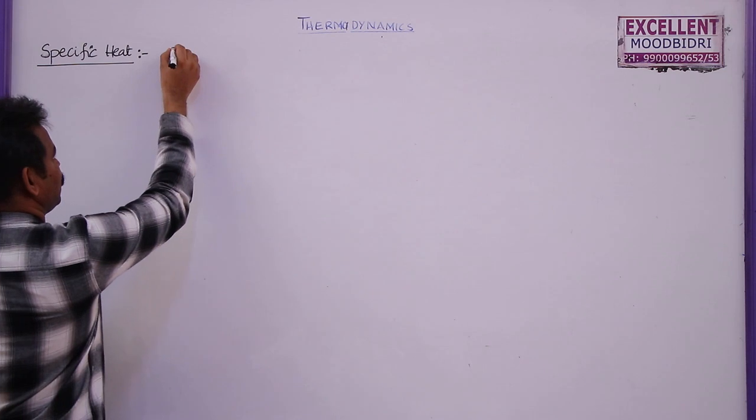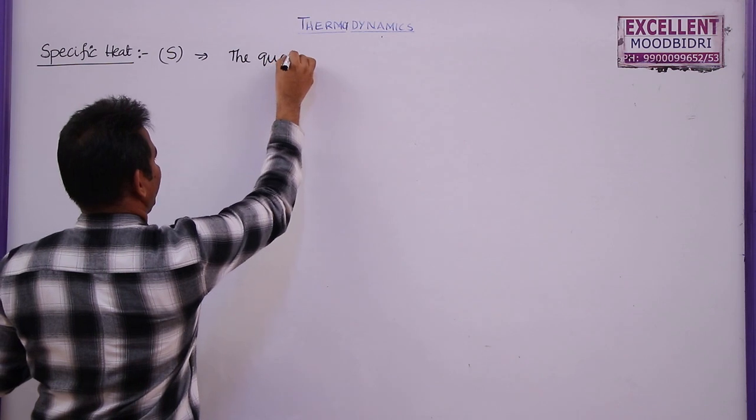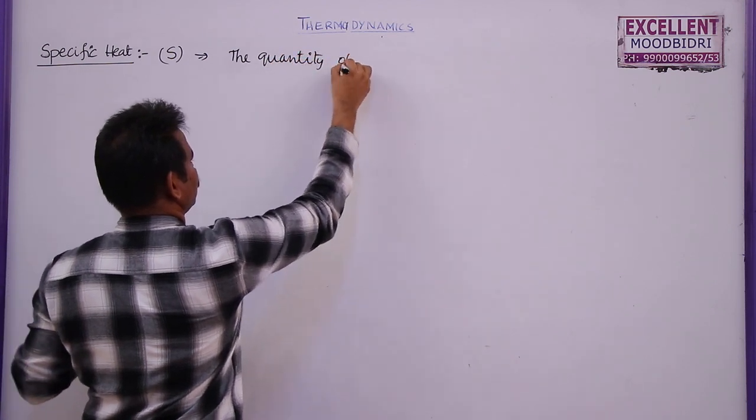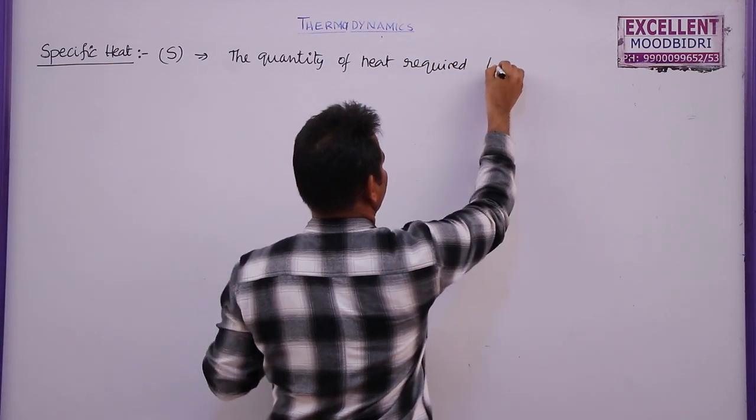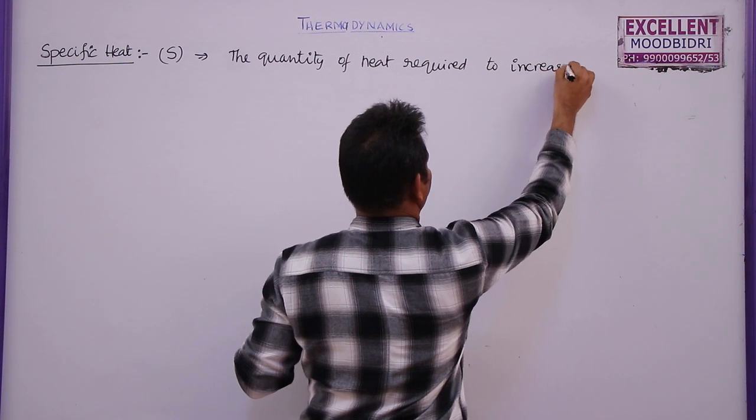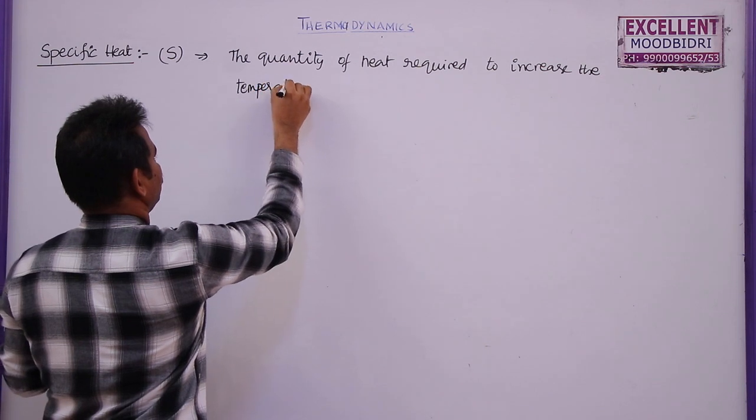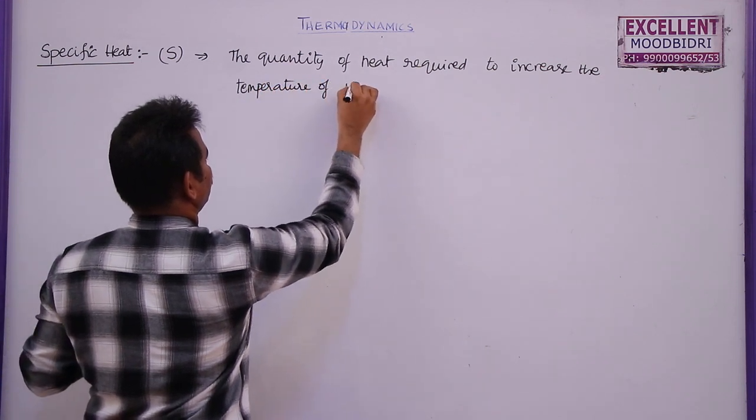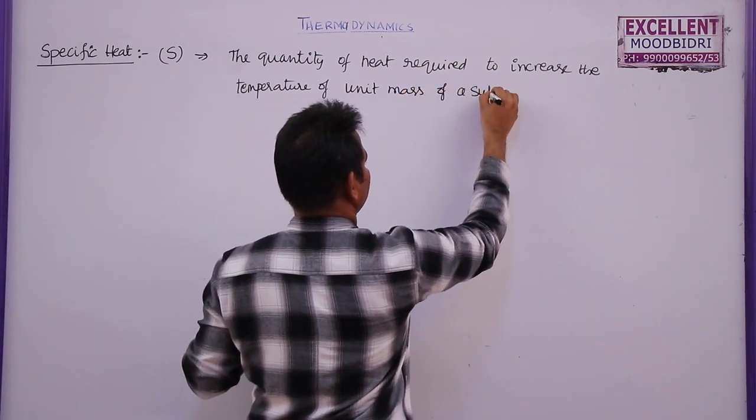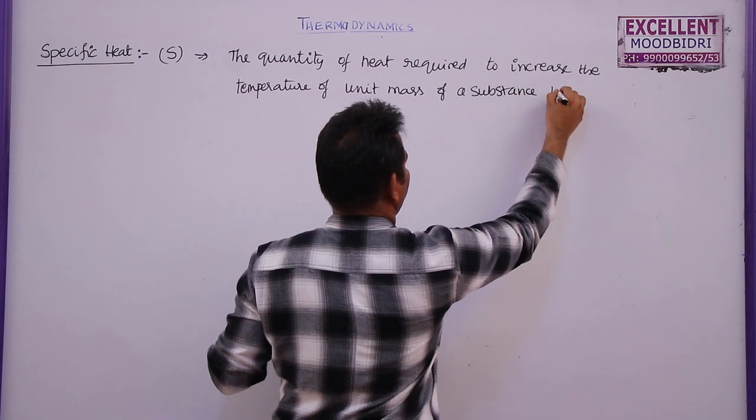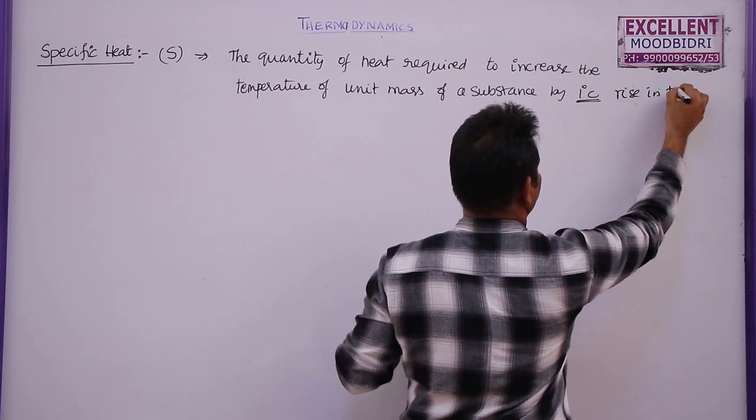Specific heat, denoted by the letter S, is the quantity of heat required to increase the temperature of unit mass of a substance by 1 degree centigrade rise in temperature.